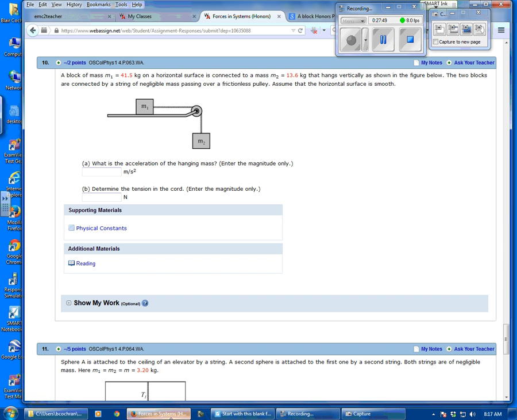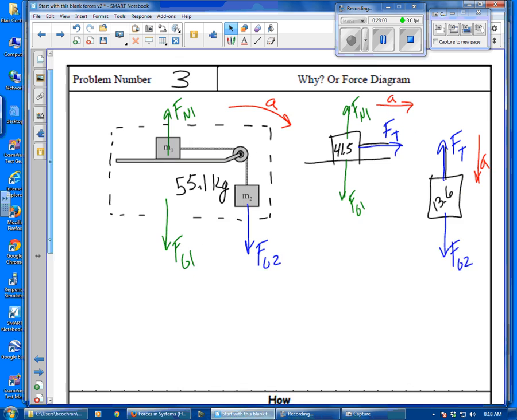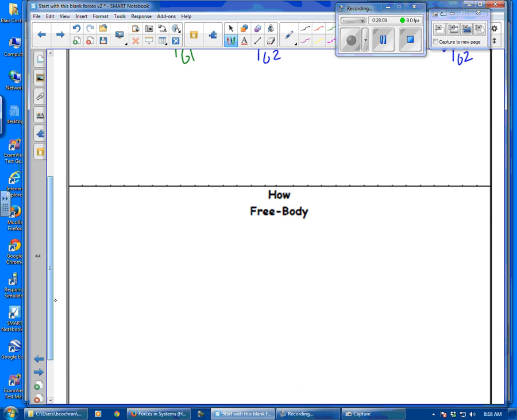Alrighty. So it'd be good to know what they want. Acceleration and tension in the cord. So for the acceleration, I'm going to use the system again. So I'm going to start with my equation. Kind of nice only having one equation. Draw my equation.